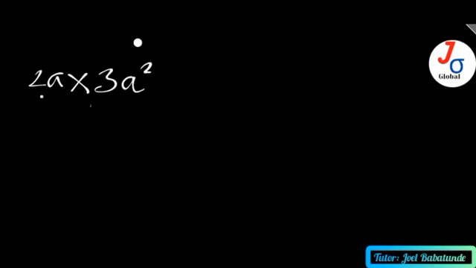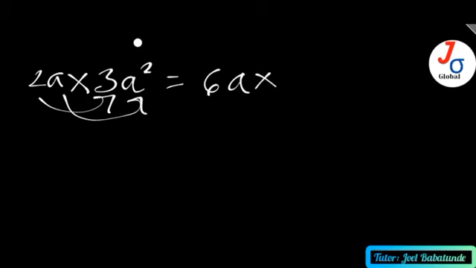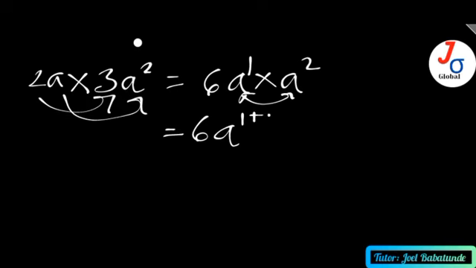This is 2 multiplied by 3, and that gives us 6. Then you have a multiplied by a squared. Since both of them are of the same base, I can add their powers together. So this is raised to the power of 1, and that gives us 6a to the power of 1 plus 2, and that gives us 6a raised to the power of 3.